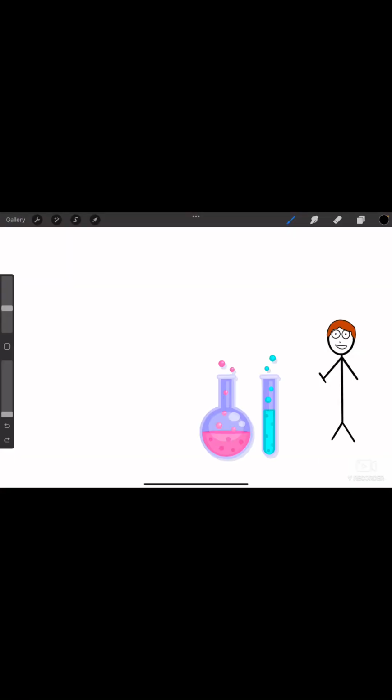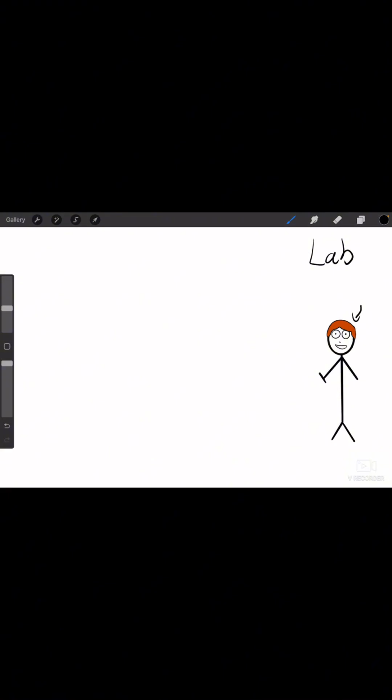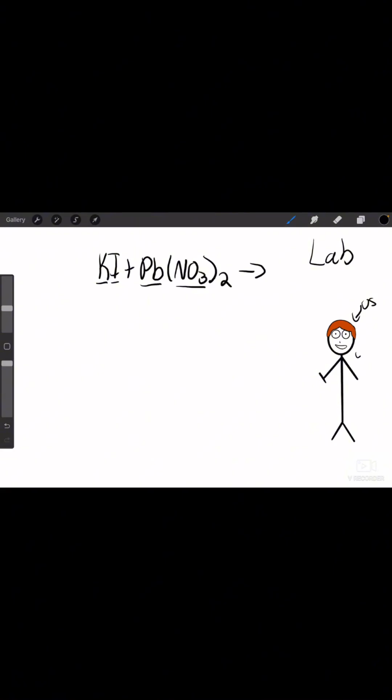Okay, so now that we have our little experiment that our leprechaun gave us, we are going to go to our little lab. And this is us, as you can see. So, we are going to start with our chemical equation, which is going to be KI plus Pb(NO3)2. So now that we have our little double replacement, it's a double replacement because we have 2 on each side. So we're going to predict the reaction.